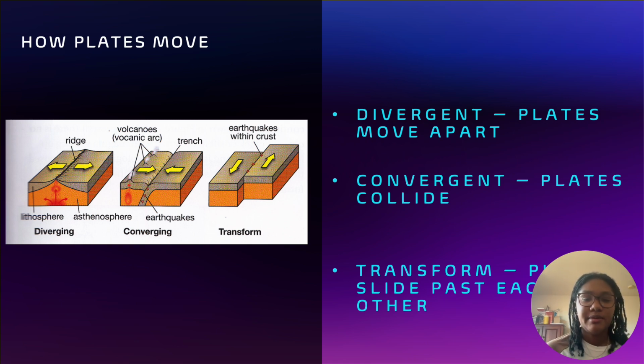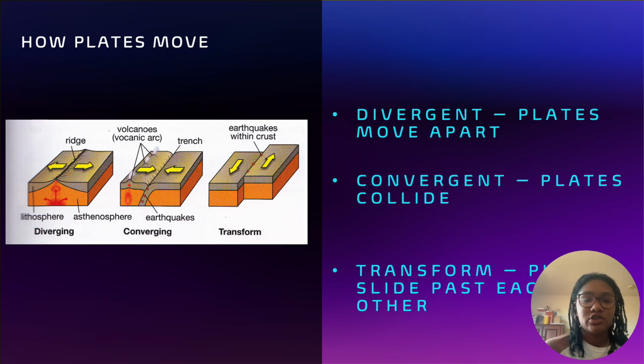This image displays 3 major plate boundaries side by side. The first one is the divergent boundary. These plates pull apart, forming a ridge with rising magma. The second one is the convergent boundary. These plates collide, forming trenches, volcanic arcs, and earthquakes.